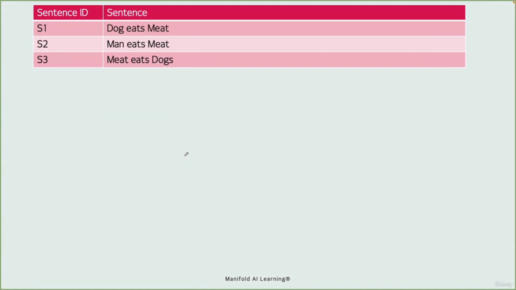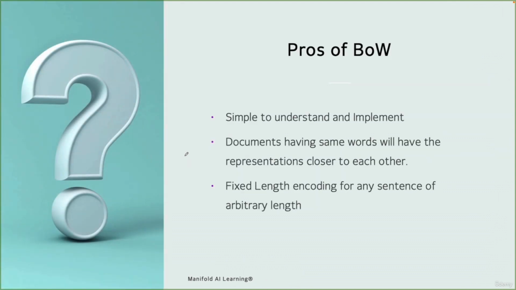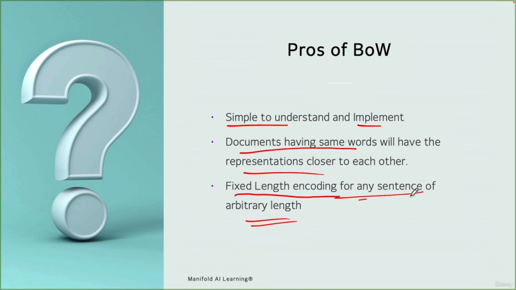Now that you have understood how easy and effective it is to represent text data in a much better way compared to the one hot representation, let's look into the advantages of this technique. As you have clearly observed, it's very simple to understand and very simple to implement. Documents having the same words will have the same representations, which are closer to each other. And the length of my individual vector representation will be a fixed length encoding of any sentence of arbitrary length, because the length of my vector is dependent on the length of my vocabulary.